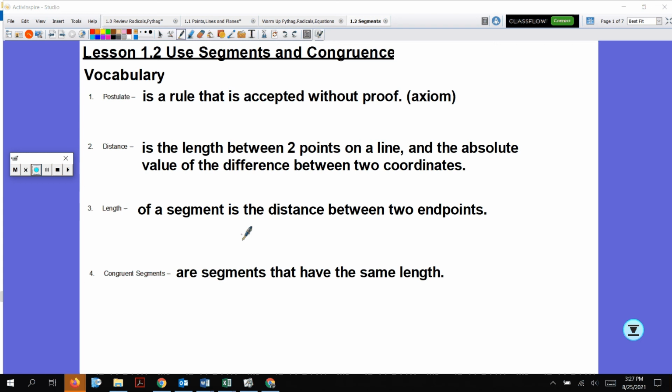So a postulate is really a rule accepted without proof, okay? Also known as an axiom. That is a postulate.